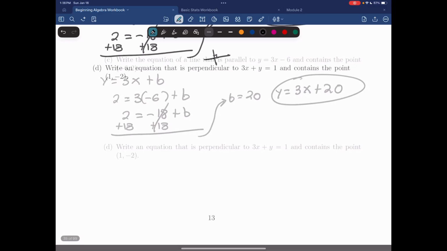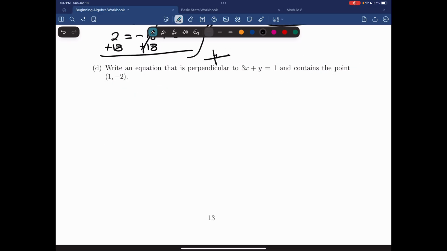And that's your answer. For example D, I encourage you to pause the video and try this problem on your own, just to give it a go. And assuming you work through it, let's go through this together. So we are asked to write an equation that is perpendicular to the line 3x plus y equals 1, and that contains the point (1, -2). So the first thing, step 1, is I'm going to write 3x plus y equals 1 in slope-intercept form.